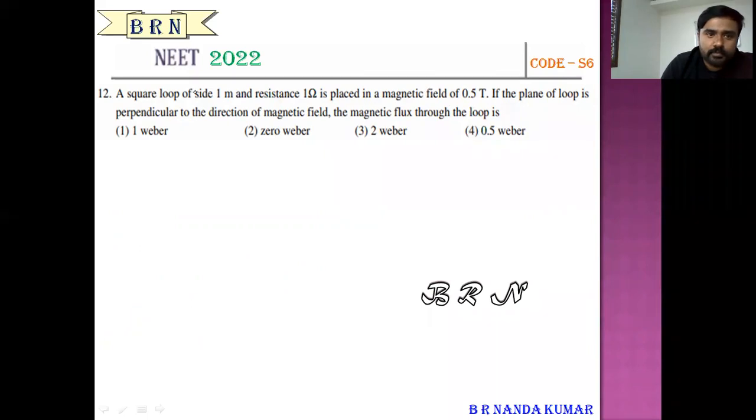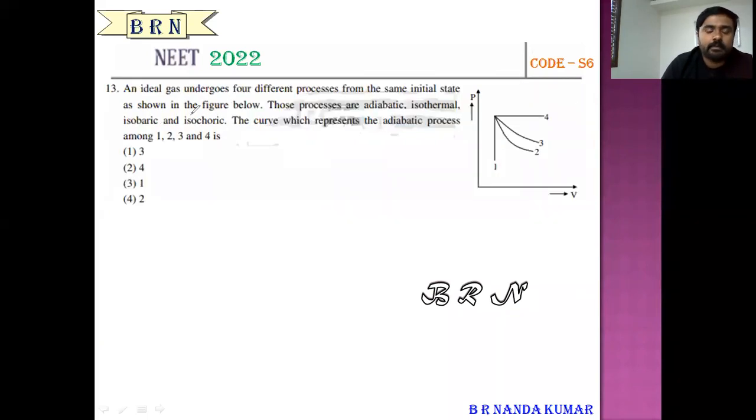Okay, so look at the next problem. This comes under thermodynamics. An ideal gas undergoes 4 different processes from the same initial state as shown in the figure. The processes are adiabatic, isothermal, isobaric, isochoric. The curve which represents adiabatic process. So we have to identify which of these is the adiabatic process.